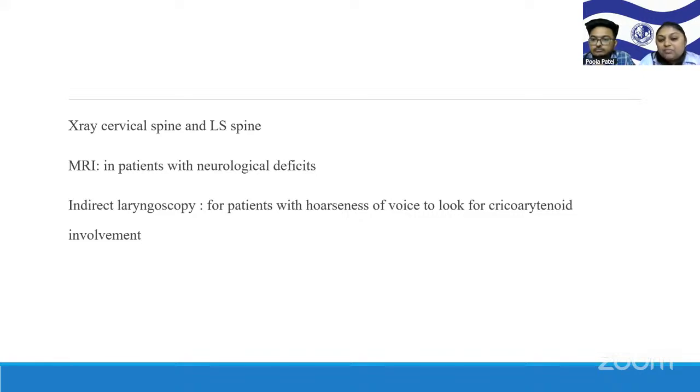If the patient complains of hoarseness of voice or foreign body sensation, which might indicate that there is cricoarytenoid joint involvement, then we can go for a preoperative indirect laryngoscopic examination, sir, to look at the larynx, sir.